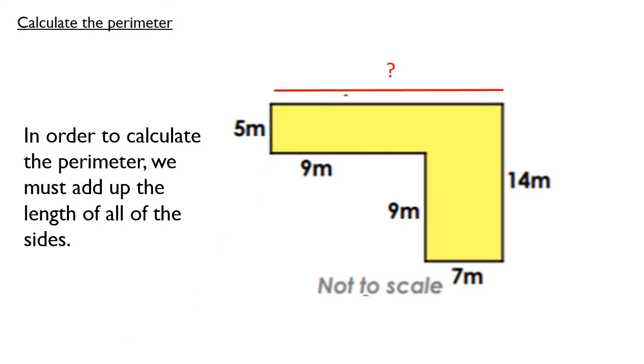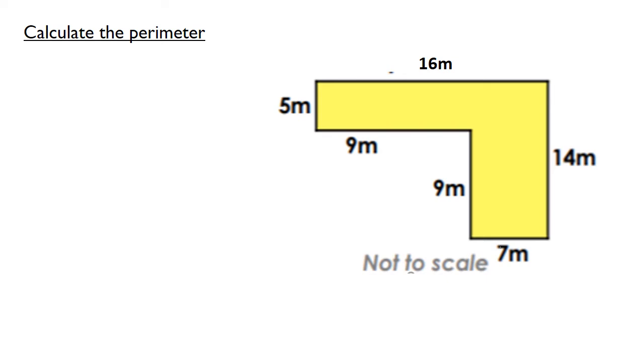So together we know that this top side is 16, excuse my wobbly writing, 16 metres in length. Brilliant. So now we have the length of all of the sides, and in order to calculate the perimeter, we simply need to add them all together. So have a go at doing that, and we'll work it out on the next slide.